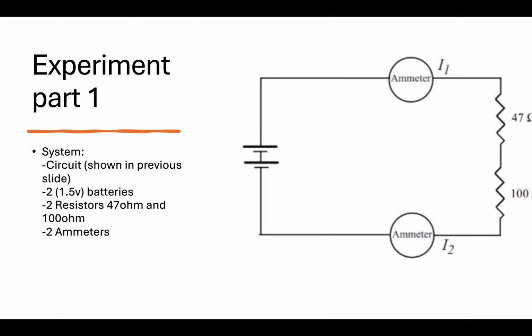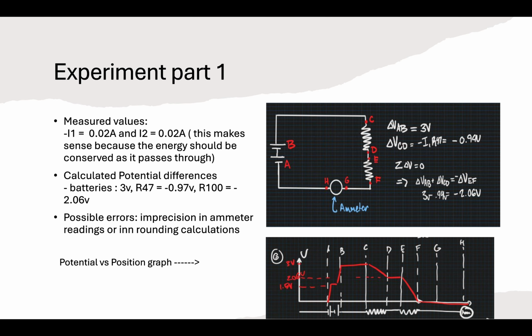So our first part of the experiment, we used the circuit with two 1.5 volt batteries in series and two resistors. One is 47 ohms, the other is 100 ohms, and then two ammeters. And there's a picture of the circuit there. We measured I1 and I2, as seen here, to both be 0.02 amps, which makes sense. It should be conserved as it passes through both the resistors.